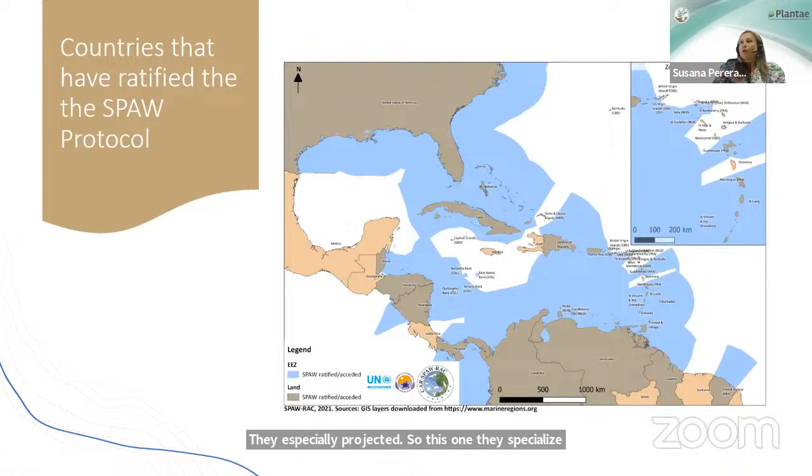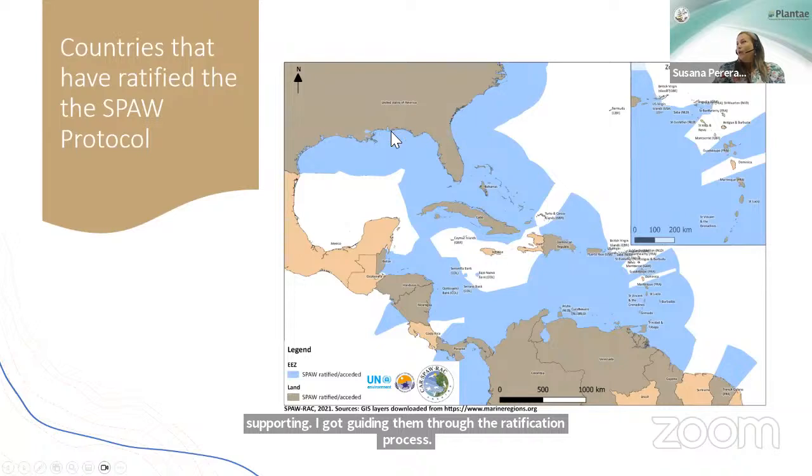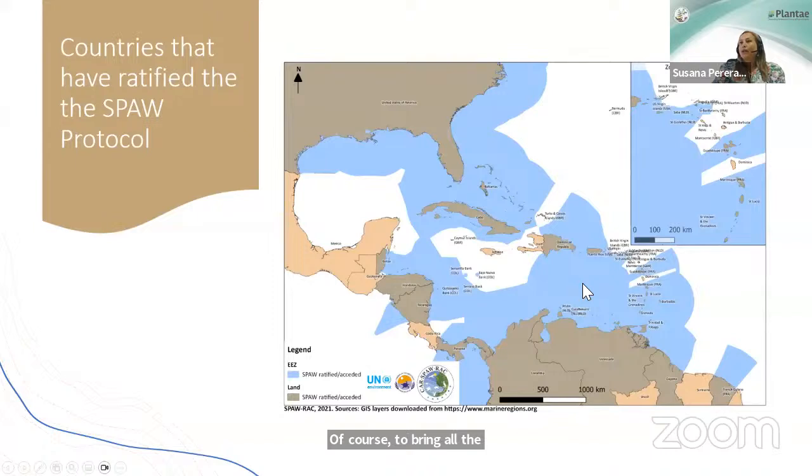And one of our critical tasks in the region, one of our main works, is raising awareness among non-contracting parties, supporting and guiding them through the ratification process. So our goal is, of course, to bring all 28 countries in the region to be part of the Cartagena Convention and all three protocols.